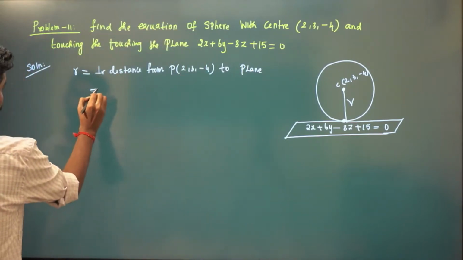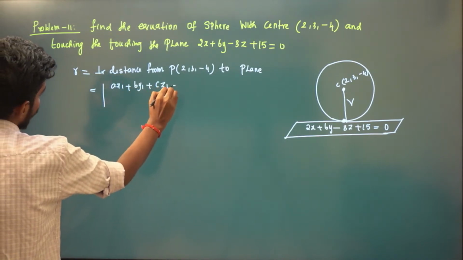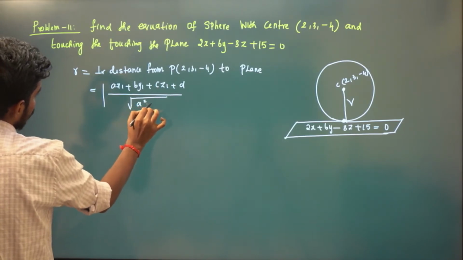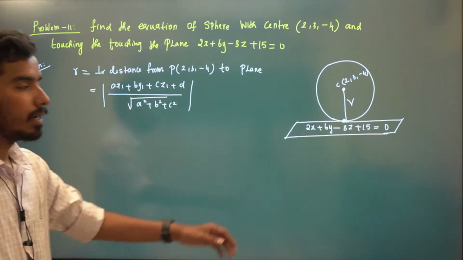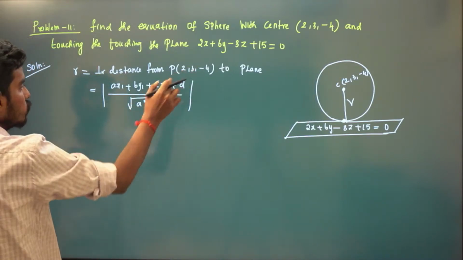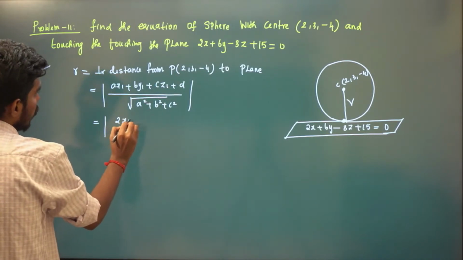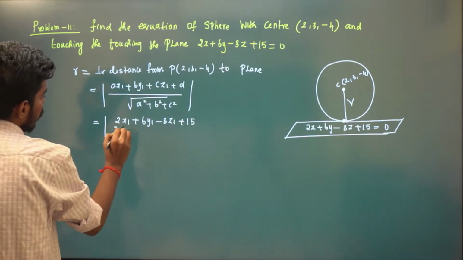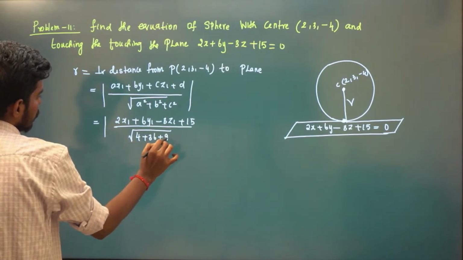So it is nothing but modulus of ax1 plus by1 plus cz1 plus d divided by root of a square plus b square plus c square. This is the formula for perpendicular distance from any point to the plane. So here x1, y1, z1 is 2, 3 and minus 4, and the plane is, so we will have 2x1 plus 6y1 minus 3z1 plus 15 divided by root of 4 plus 36 plus 9.